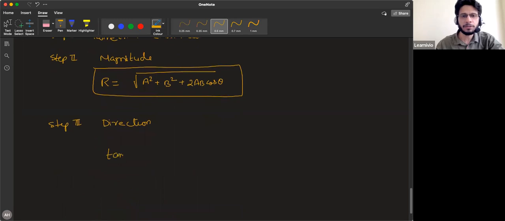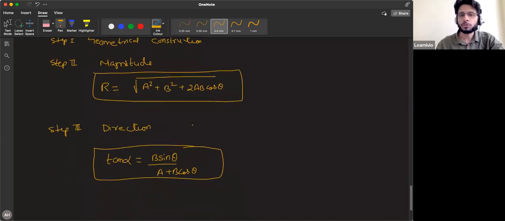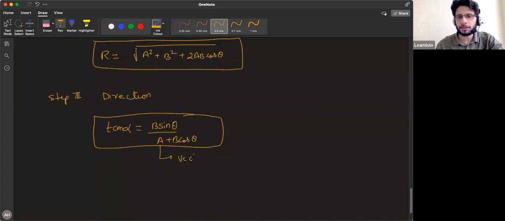Tan alpha is B sin theta by A plus B cos theta. While memorizing this formula, always remember that A is the vector with respect to which you have defined this alpha angle. So what is A? A is the vector with respect to which alpha is defined. This is how you choose vector A.